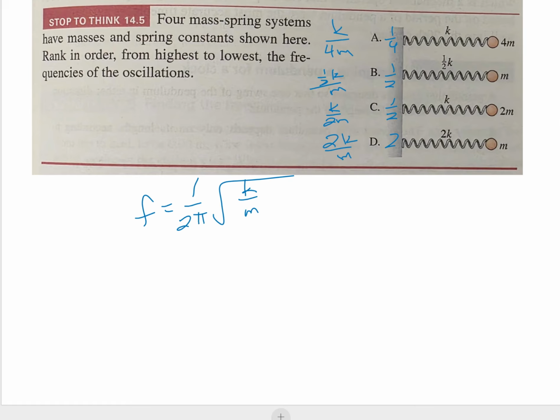So from highest to lowest, the frequency is going to be the biggest number to the smallest number. So that's going to be frequency of D is the biggest. And then B and C are the same. So we're going to go frequency of B equals the frequency of C, or C and B, either way. And then finally frequency of A is the least. Okay? Good. And the section's done.